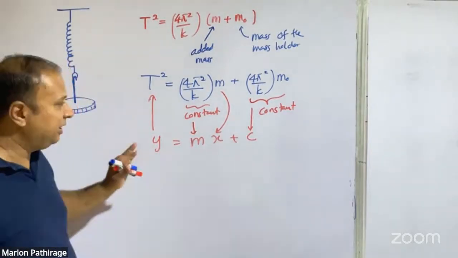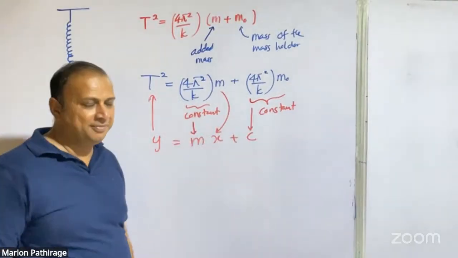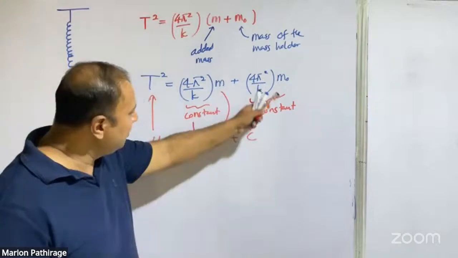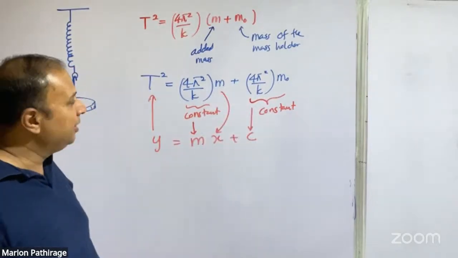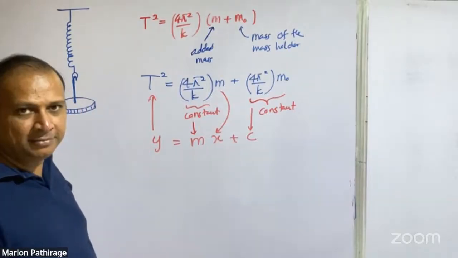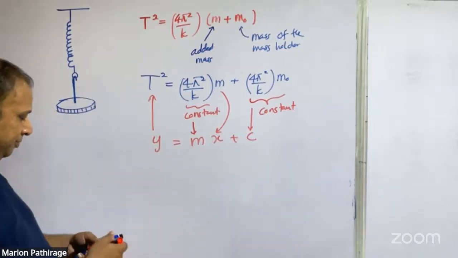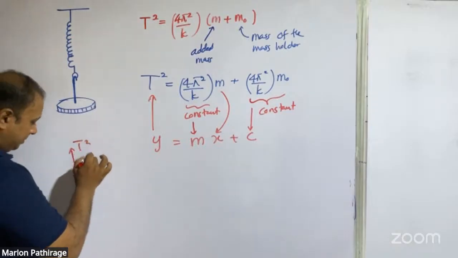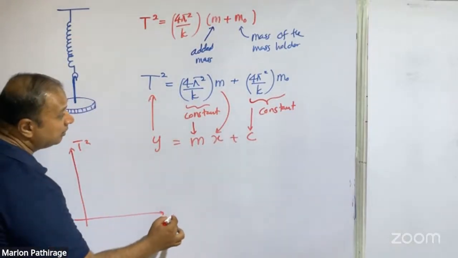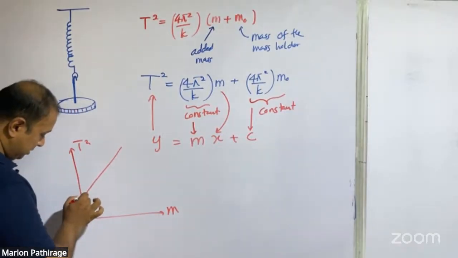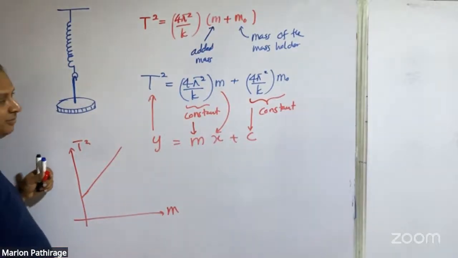So actually we should get a graph like this. It is very clear all those are positive. π squared is positive, k is also a positive value, and m naught, the mass, is a positive value. Therefore, definitely we have this kind of relationship.